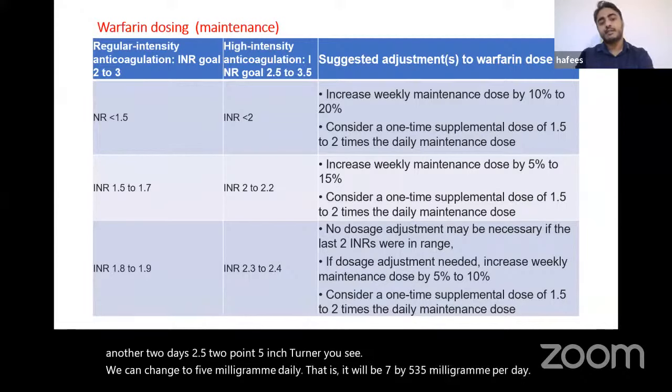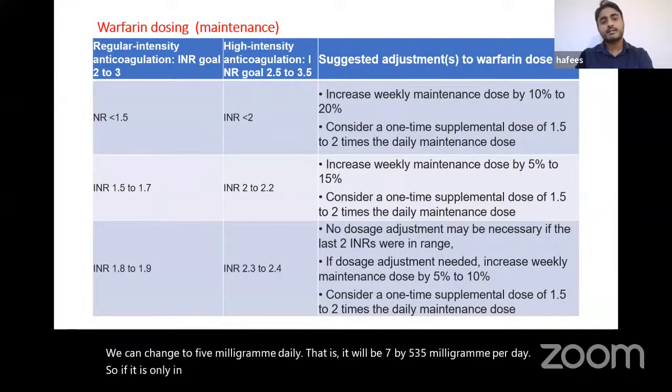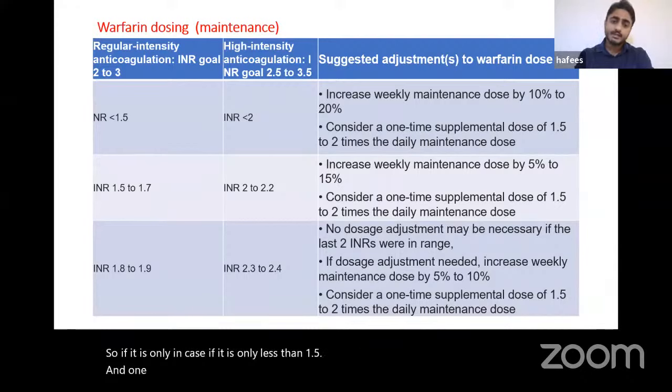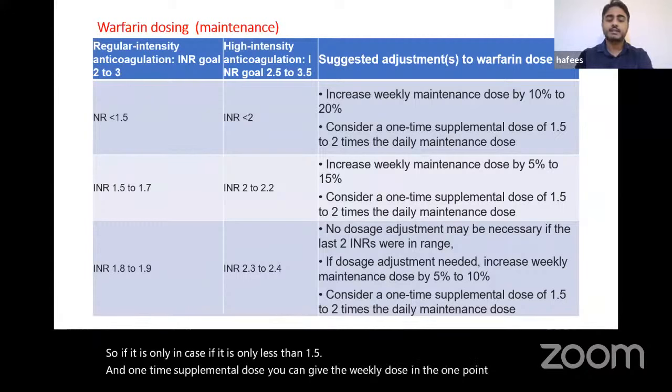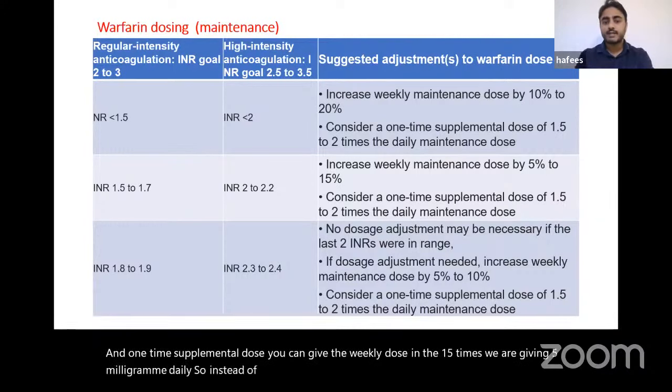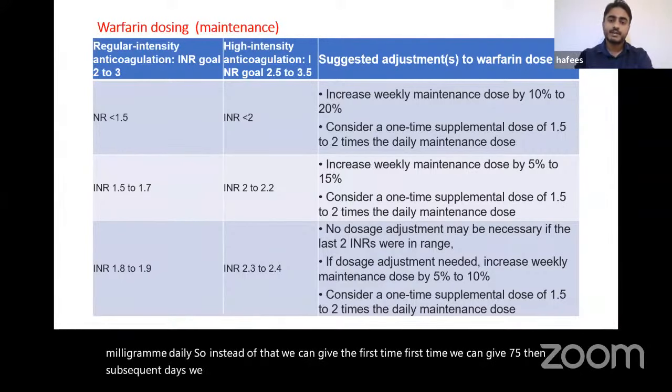So if it is only less than 1.5, a one-time supplemental dose can be given, 1.5 times the weekly dose. We are giving 5 milligram daily, so instead of that we can give the first time 7.5, then subsequent days we will give 5 milligram. So first dose 7.5 or 10 milligram, twice, namukku use cheyavunnanu.